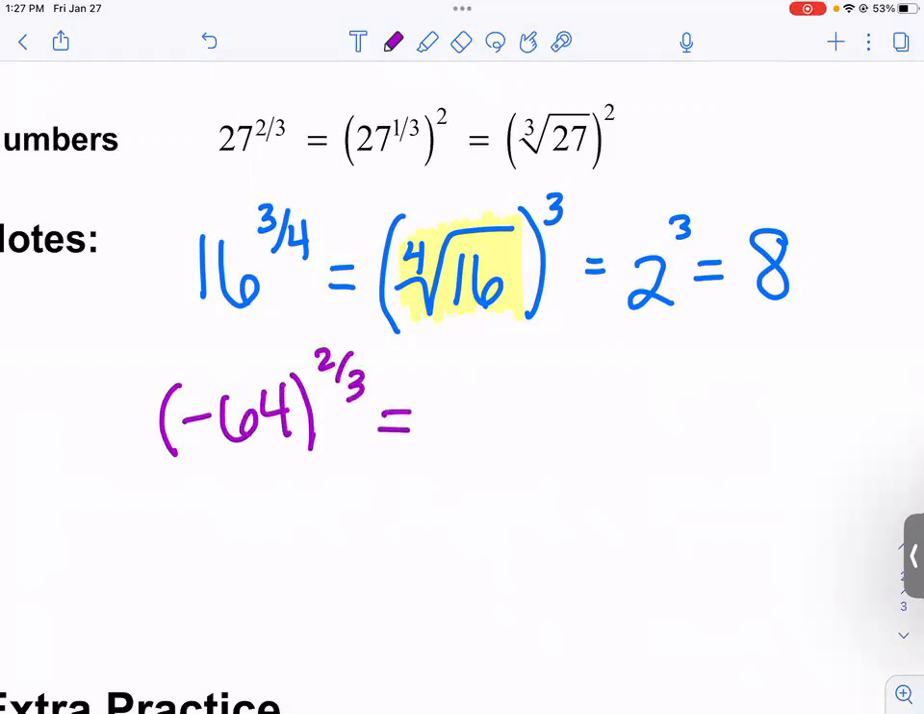Okay, we're gonna talk about this one in purple. Just stop talking before I get super upset. I'm mildly annoyed. Negative 64 to the 2/3. This 3 right here, because it's the denominator of my exponent, that's our root. So this is the cube root of negative 64, and then this power comes outside.